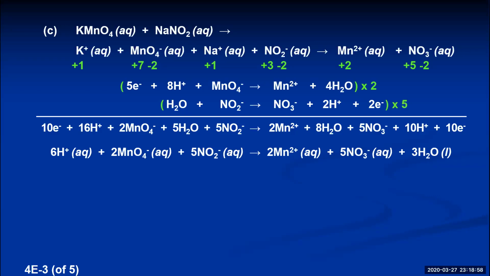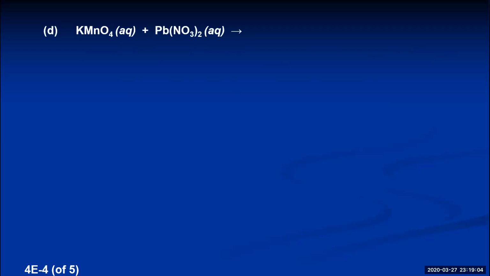D, a basic solution of potassium permanganate is added to a solution of lead 2 nitrate. So in this case, the 2 compounds, if we switch their partners, we don't get a precipitate, we don't get water, we don't get a gas, must be a non-obvious reaction. So go to Plan 9, write the reactants in ionic form. Each of these are soluble compounds, so they would dissociate into their constituent ions.